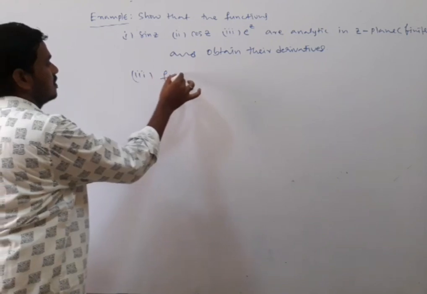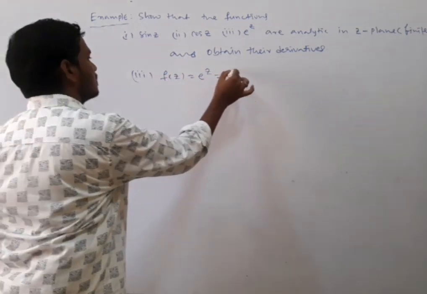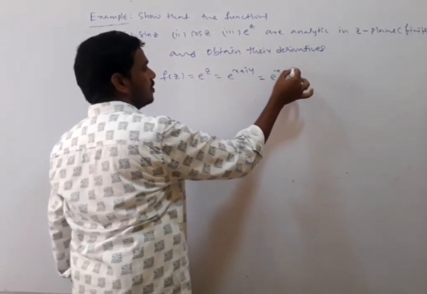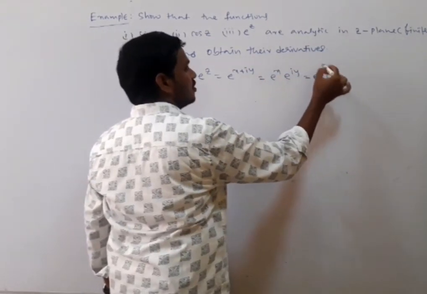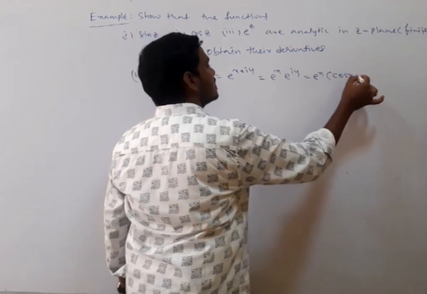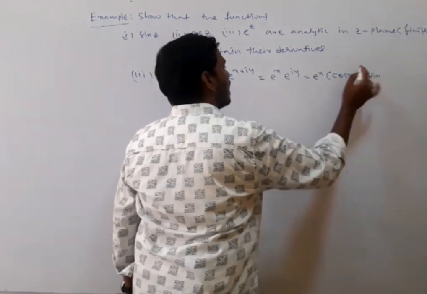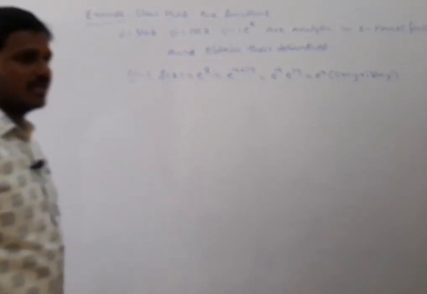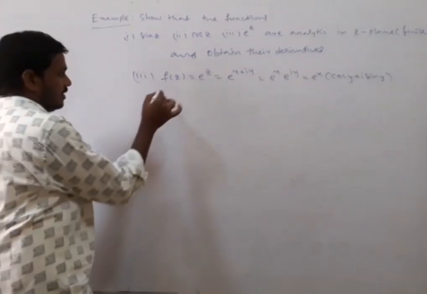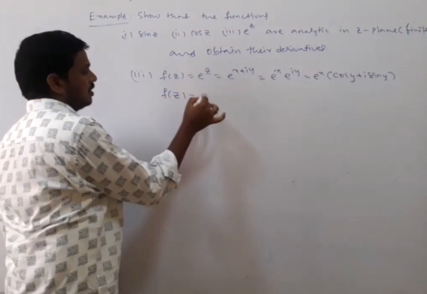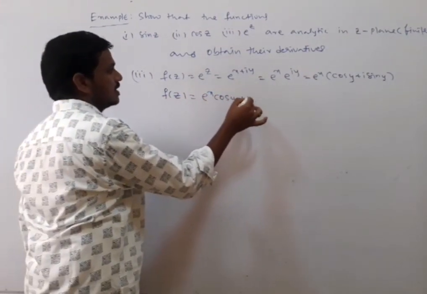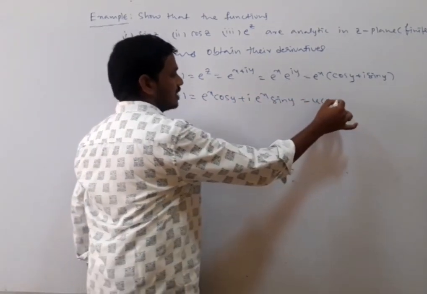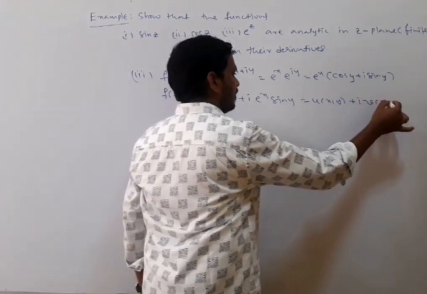Yes, f of z equals e to the power of z, which is e to the power of x plus iy, where z equals x plus iy. That is e to the power of x into e to the power of iy. What is e to the power of iy? Cos y plus i sin y, since e to the power of i theta equals cos theta plus i sin theta. So this can be written as f of z equals e to the power of x cos y plus i e to the power of x sin y. It is in the form of u of x comma y plus i v of x comma y.